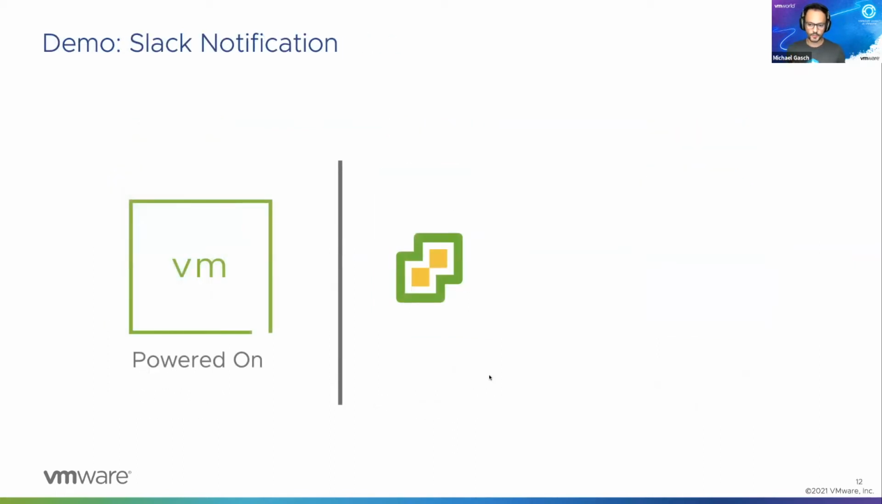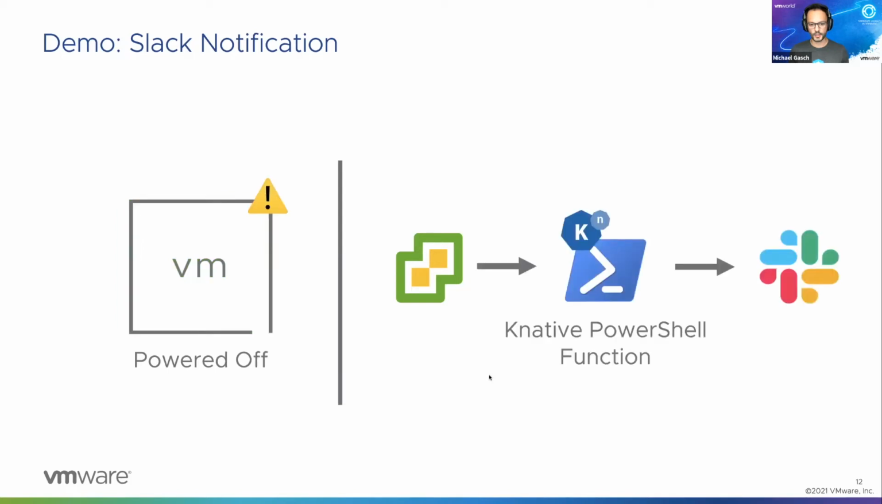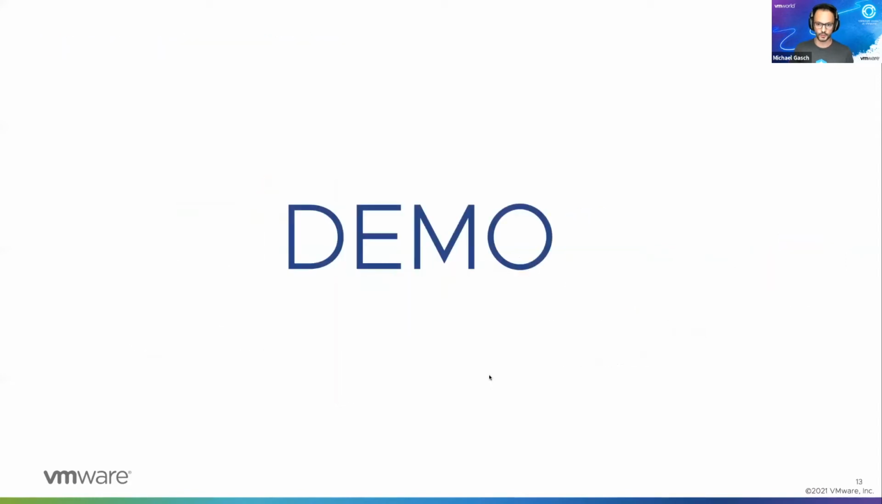So William has prepared a demo for this purpose, the Slack notification. Imagine the use case where you want to get notified in Slack when a VM, like critical VMs, changes state. This is the demo that William has prepared, and we'll walk you through slowly how to build your function in this case.